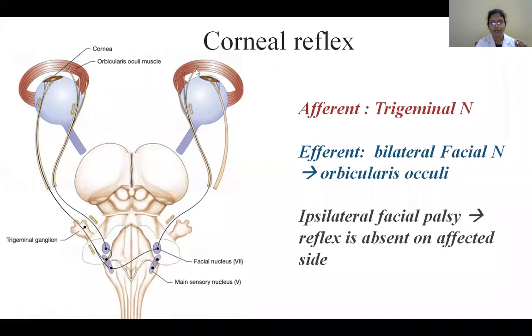So I hope you have understood this part very well. Afferent is trigeminal nerve which carries the touch sensations, and it relays then to the main sensory nucleus of the fifth cranial nerve. From there, it sends interneurons to both the facial nuclei, and from the facial nuclei, the facial nerve will supply the orbicularis oculi of both sides. So whenever there is ipsilateral facial palsy, the reflex will be absent on the affected side. So that is what you have to remember.